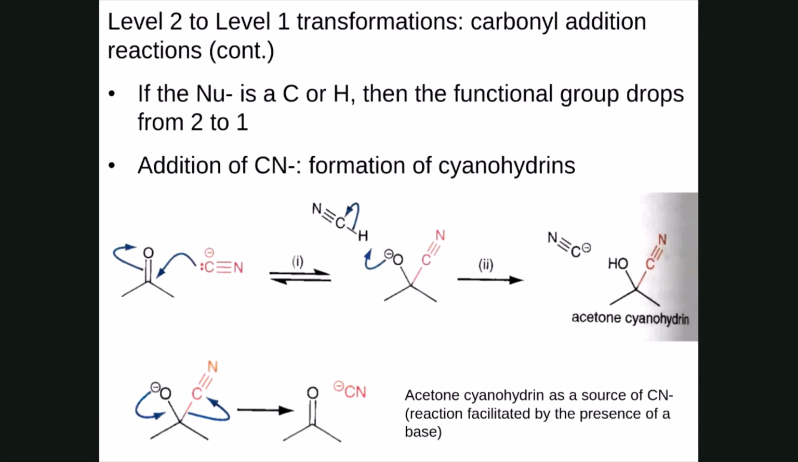Here, for example, if the nucleophile is a carbon or a hydrogen, in this case a carbon with a negative charge, the cyano group, then the functional group level drops from 2 to 1. The carbon with the negative charge attacks the partial positive charge of the carbonyl group, the carbon from the carbonyl group. Then a simple capture of a hydrogen from the medium forms this acetone cyanohydrin.